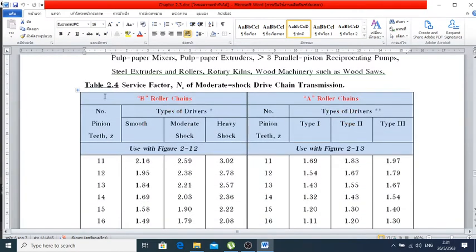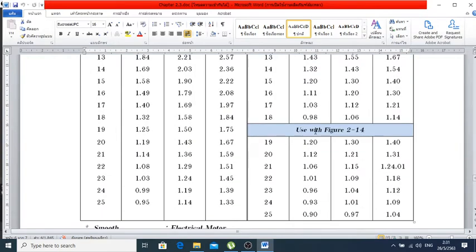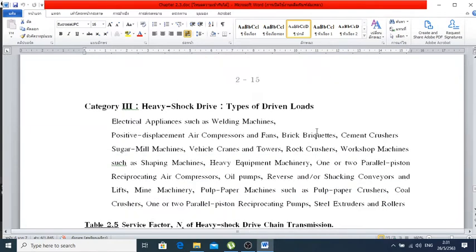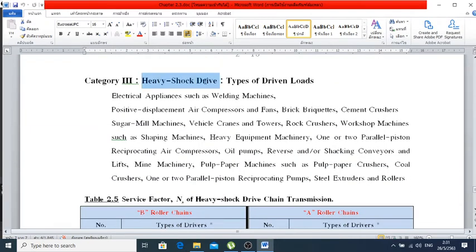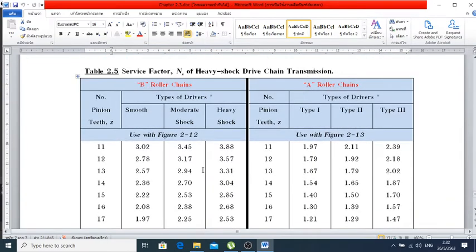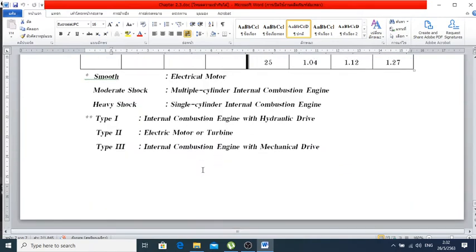On the left-hand side are going to be roller chains of the British system, and the right-hand side roller chains again for the American system. And number three is going to be heavy shock load. So there's going to be a lot of impact, a lot of vibration. For instance, like a shaping machine here. So there is going to be a lot of impact to each other. Again, the figure here is going to show on the left and on the right, British and American chain type transmission, respectively.